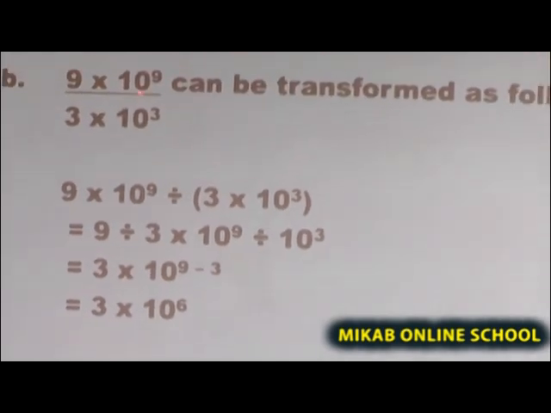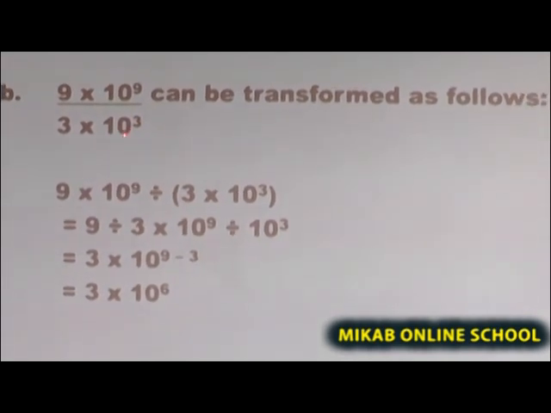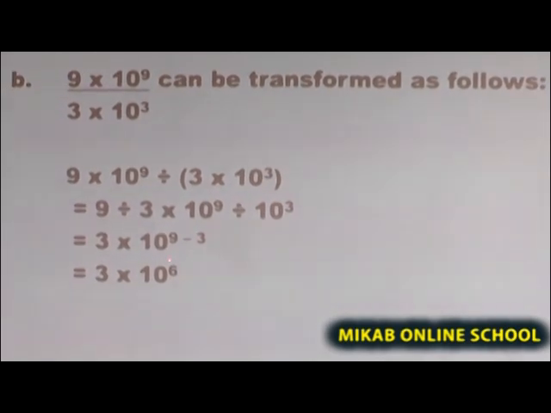In the case of this one, you are going to have 10 raised to the power of 9, then 10 raised to the power of 3. You choose one out of these two. You are going to arrive at 9 minus 3, which will give us 6 here.